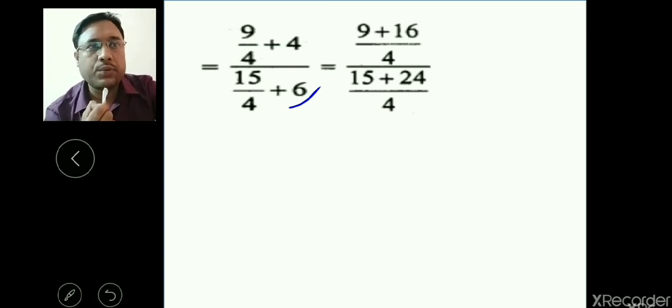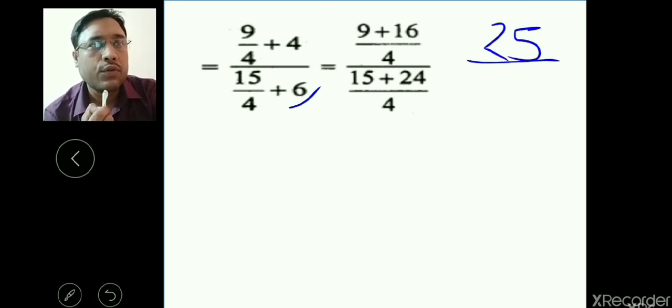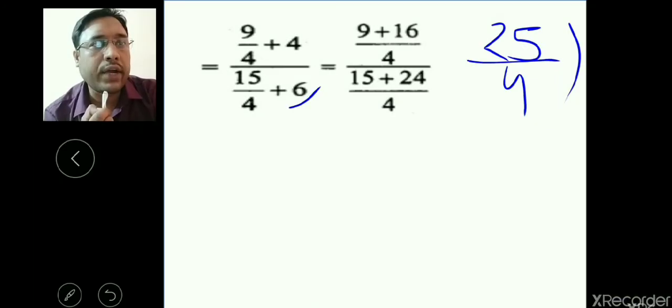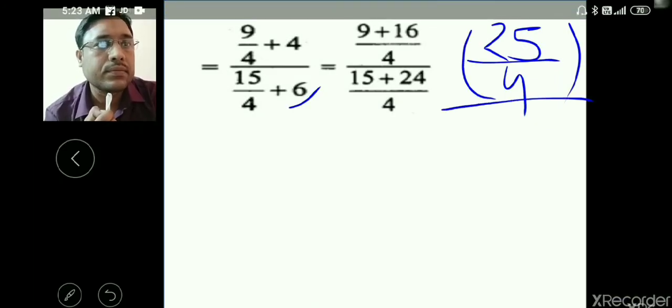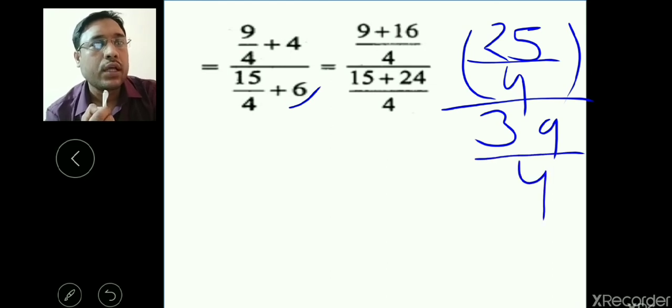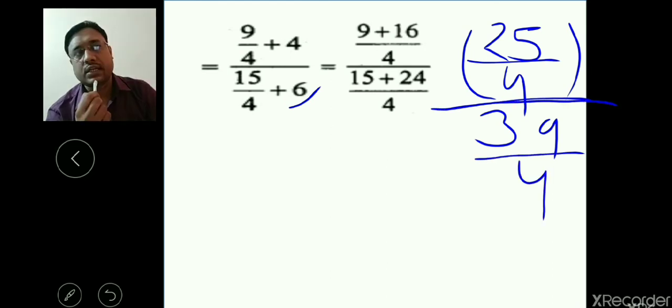So ultimately you will get 9 plus 16, which means 25 by 4, divided by 15 plus 24, that means 39 by 4. Okay, so this is the rational number given here.